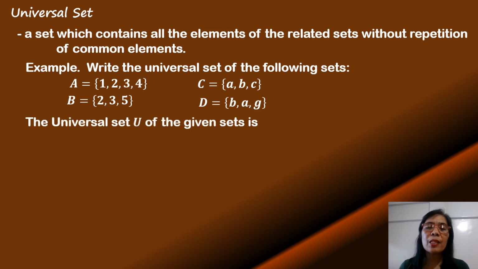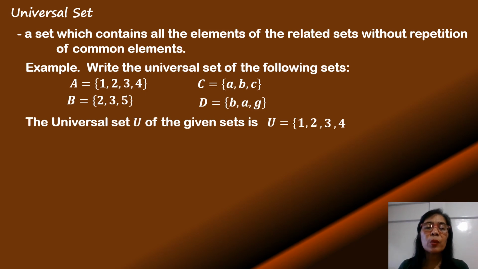The universal set is simply a collection of all the elements found in the given sets. So we can represent that one with a U. We start from A. The elements 1, 2, 3, 4 should be found in the universal set.